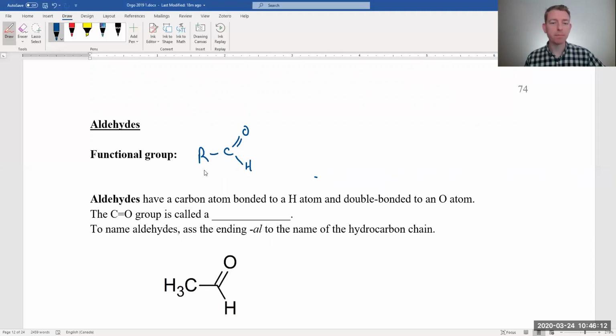So aldehydes have a carbon atom bonded to a hydrogen and double bonded to an oxygen. So this carbon-oxygen group, this right here, this is called a carboxy, or a carboxyl group, or more. I want to erase it. I'll just write it down on the end here. It's also called a carbonyl.